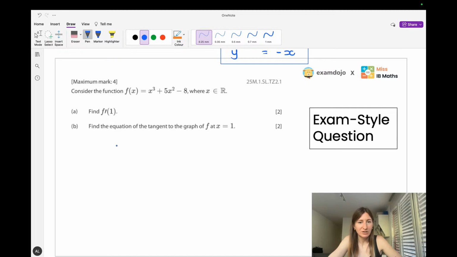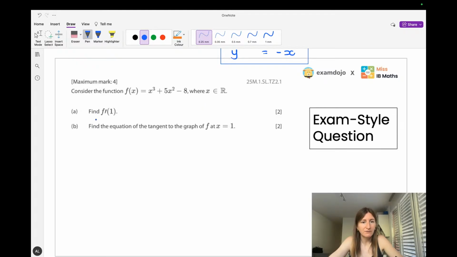So consider the function. We have a cubic function over here where x is an element of real numbers. That part doesn't really matter to you in this question. It's just all real numbers, and that's all that we are going to be working with unless we're in AHL.